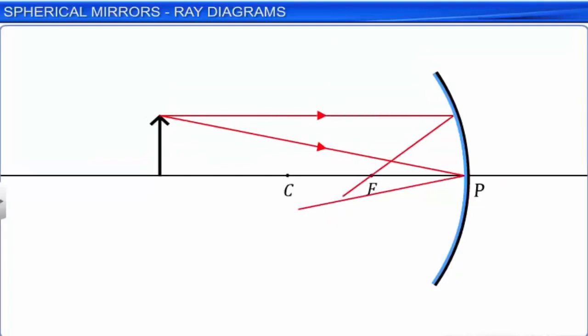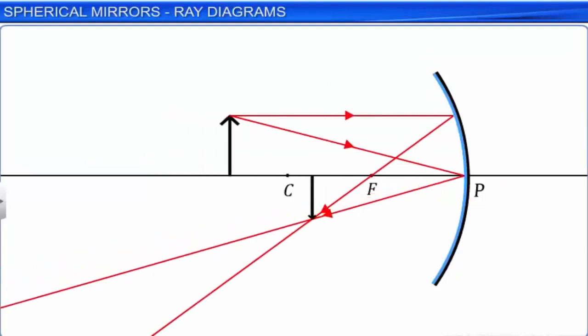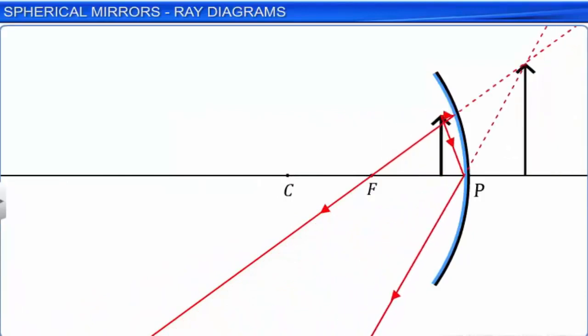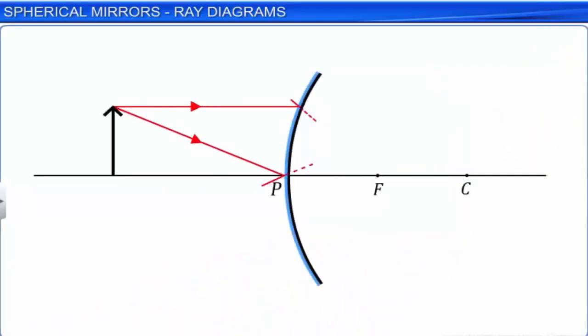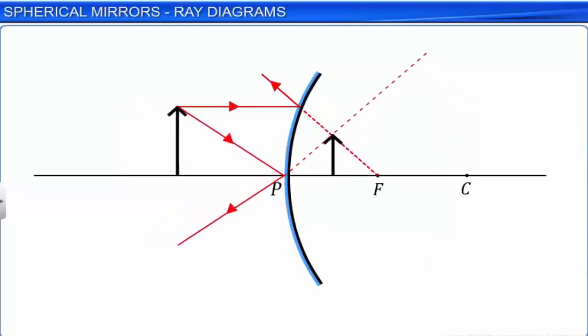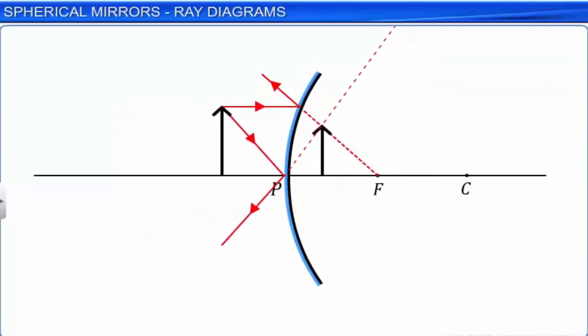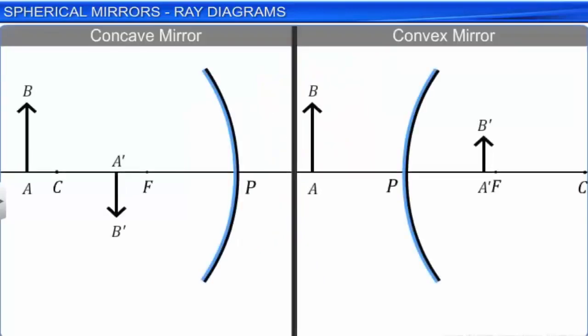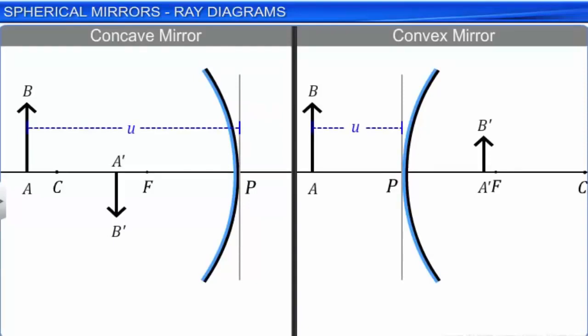Images formed by a concave mirror for different positions of an object are as shown. Similarly, in the case of a convex mirror, for different positions of an object, the images formed are as shown. Usually, the distance of the object from the mirror is denoted by U, and the distance of the image from the mirror is denoted by V.